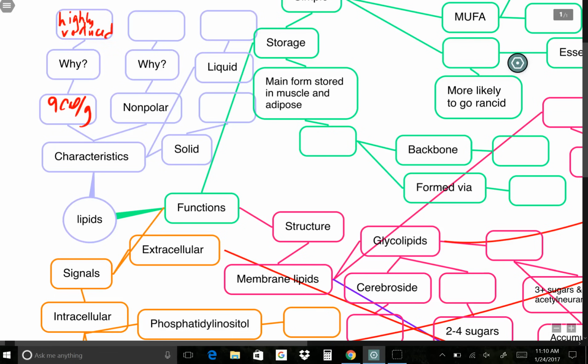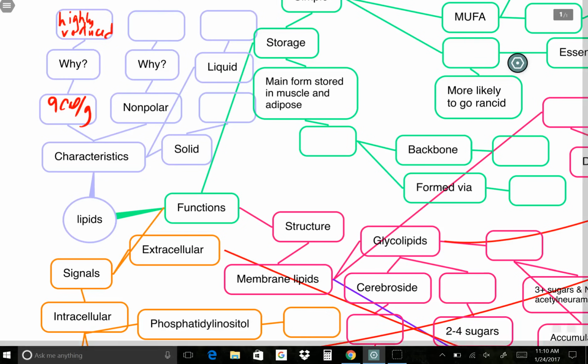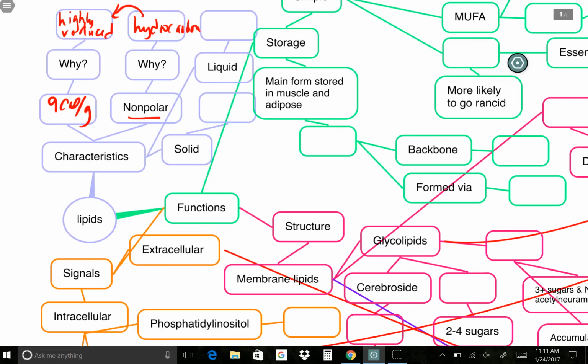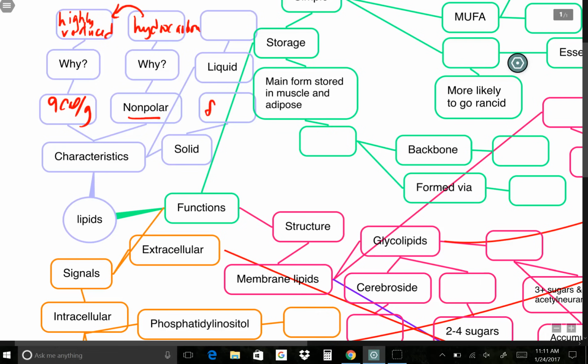Big long hydrocarbon, we can remove a lot of hydrogens and get a lot of energy from that during the oxidative process. Our lipids are nonpolar, and that's because they contain that hydrocarbon, which of course is going to drive the whole reason why we get 9 calories per gram from our lipids compared to our proteins and our carbohydrates. Solid lipids at room temperature are known as your fats, and liquid lipids at room temperature are known as your oils.